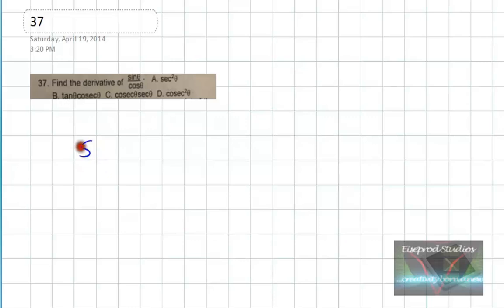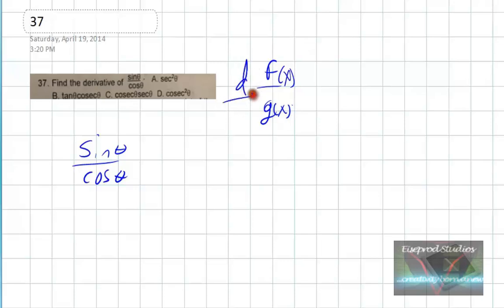So then you would just take sine theta over cosine theta. And so the quotient rule says if you take the derivative of a quotient like this, the top function will be called f, and the bottom function will be called g. So the sine of theta would be f, cosine theta would be g.